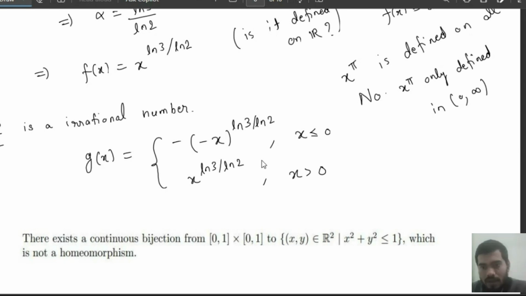The continuity problem that can occur is only at 0, and you can verify it is continuous at 0. Or you can look at its graph. If you see, it will have some graph like this. Can somebody verify whether it is 1-1 and onto or not?